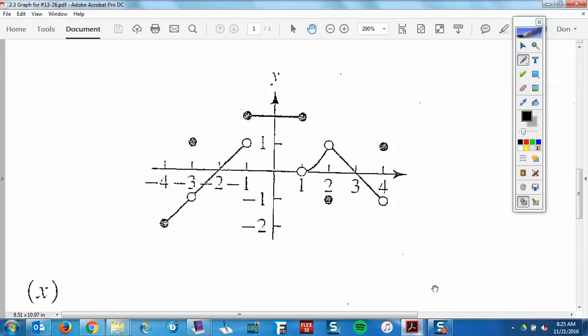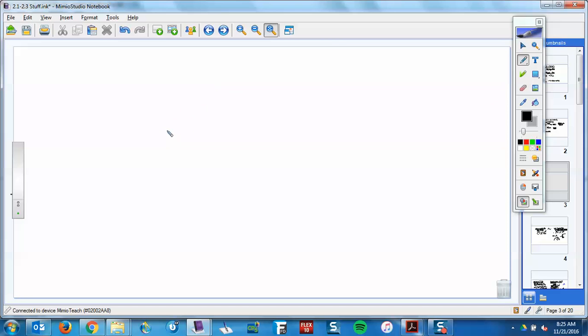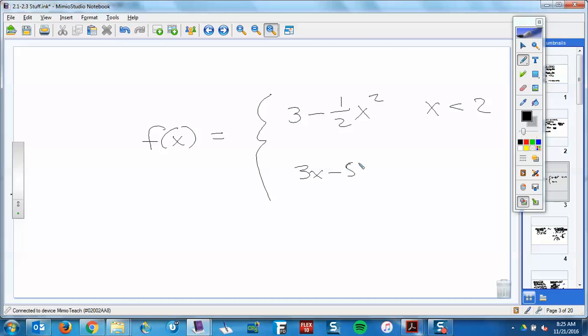Okay? All right, let's talk about 39 through 42 then. On 39 through 42, you've got this piecewise function. f of x is equal to 3 minus 1/2 x squared when x is less than 2, and 3x minus 5 if x is greater than or equal to 2. So we really need to understand a piecewise function. You have no calculator. Could you graph this and sketch it? Sure. But you don't have to.